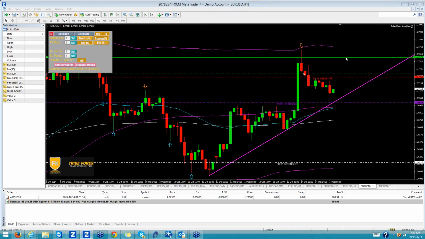So I'm going to go through all the parameters really quickly on the auto rev and what makes the auto rev so special, because I know that people have questions.